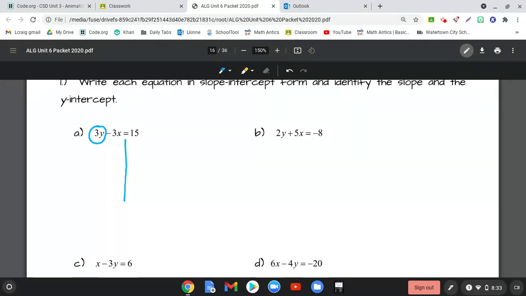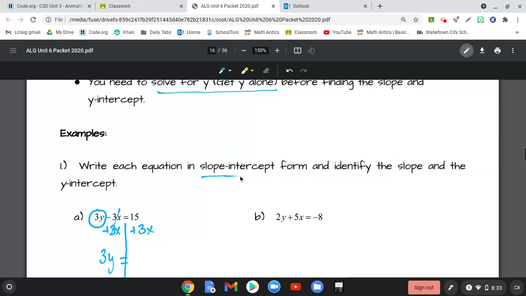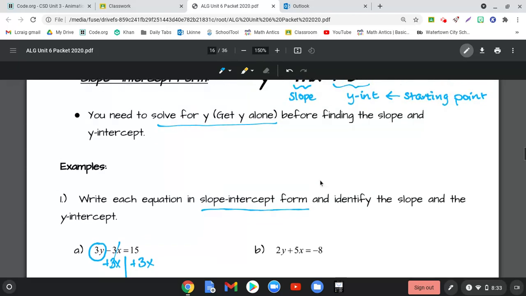All right, so if I saw a -30, to get rid of it, I'd add 30. Well, if I see a -3x, I want it on the other side, I'm going to add 3x, because -3x plus 3x cancels. So you're left with 3y equals 15 and +3x. That's not 18x. Remember, one is your slope, one's your y-intercept. We want to put it into slope-intercept form.